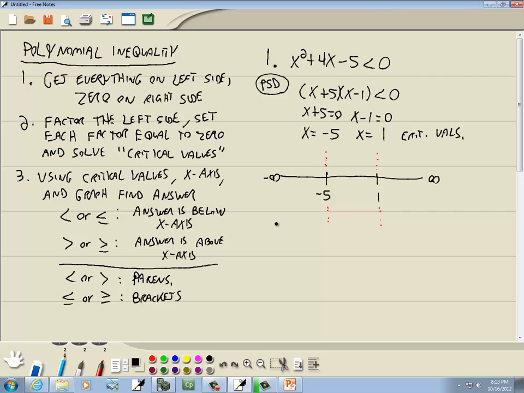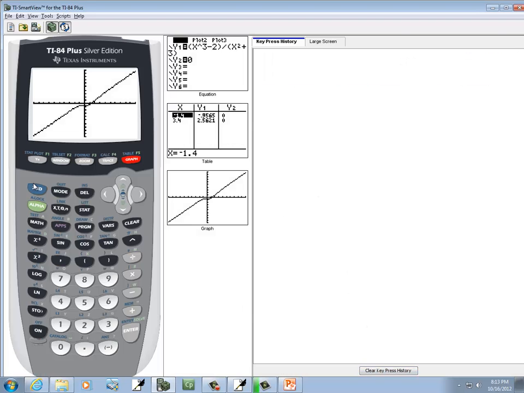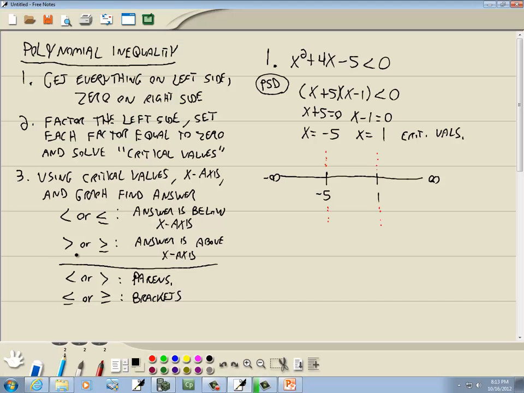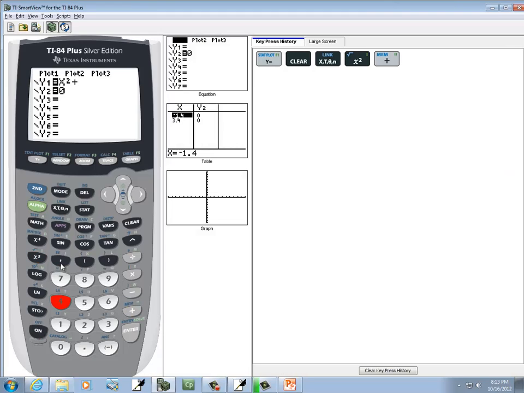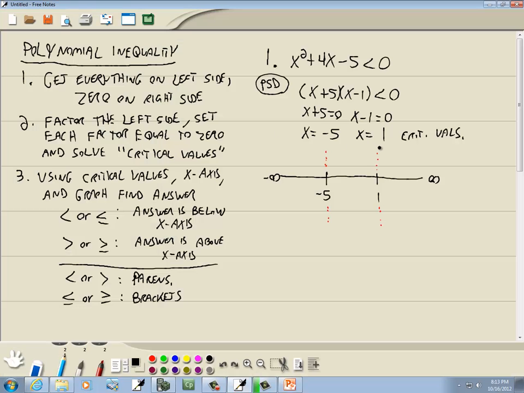Well, let's actually look at our graph now and see what it looks like. So I'm going to press y equals, clear. I'll do x squared plus 4x minus 5, and then graph. Now you'll notice that the places it crosses actually correspond to our critical values, negative 5 and 1. So if I sketch my graph on here, our graph looks like this right here.